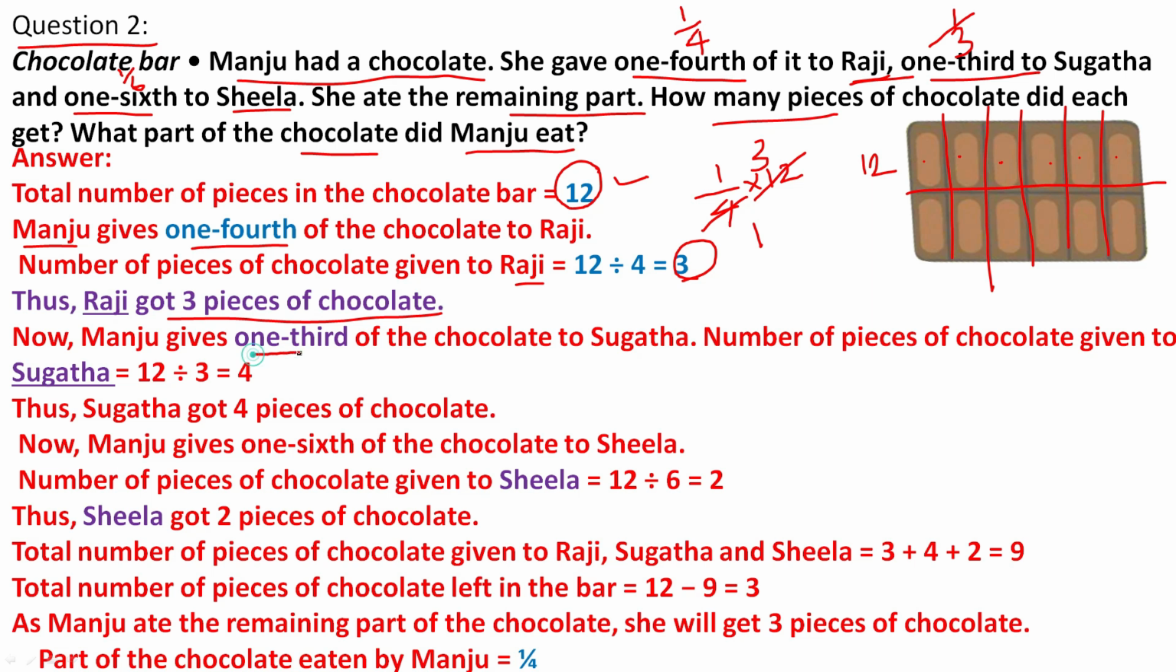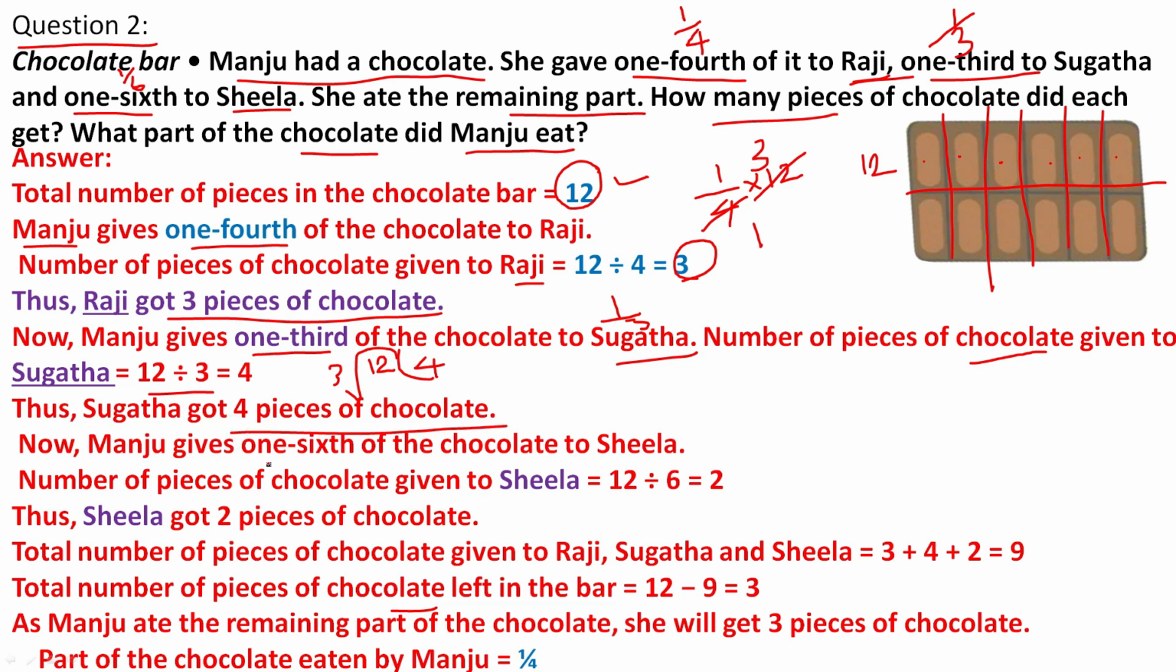Manju gives 1/3 of the chocolate to Sugada. So 1/3, 1 by 3 chocolate she gave to Sugada. So the number of pieces of chocolate given to Sugada is 12 divided by 3. 12 divided by 3, you will get 4. 3 4s are 12. So 4 pieces Sugada will get. Thus Sugada got 4 pieces of chocolate.